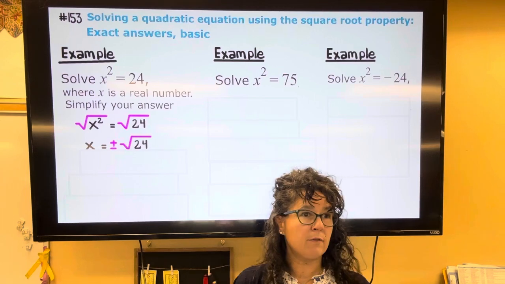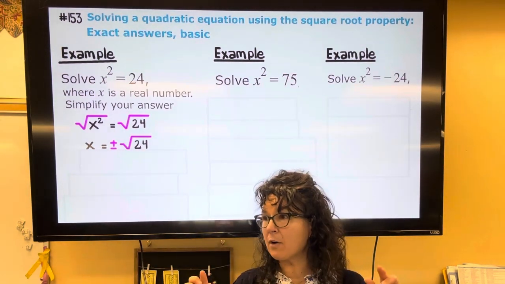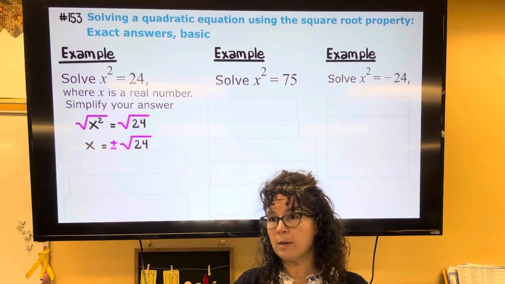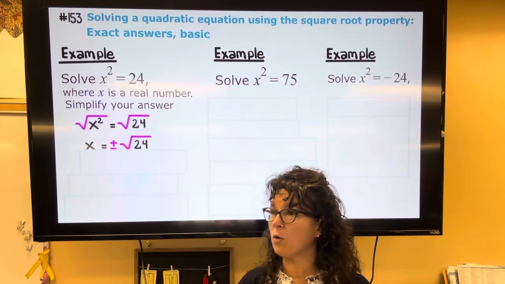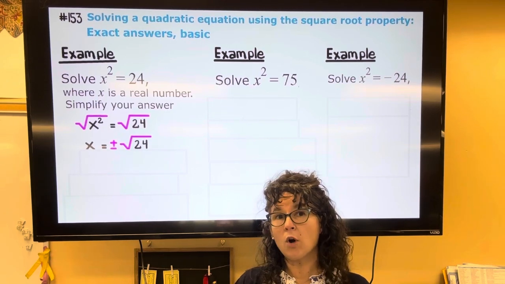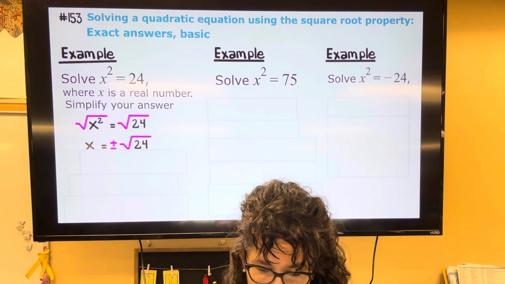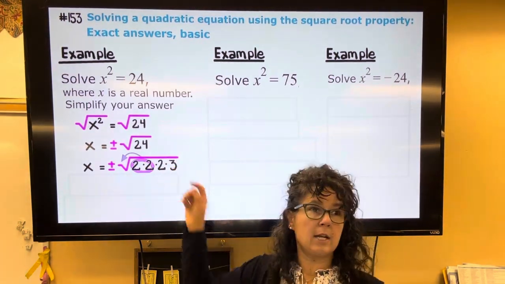Next, the number 24, we want to write that out as a product of primes. You can use a factor tree if you need to, but otherwise you're just thinking of what numbers multiply together to get 24. That's 4 times 6. And then the number 4 is 2 times 2, and the number 6 is 2 times 3. So I'm going to rewrite 24 as 2 times 2 times 2 times 3.